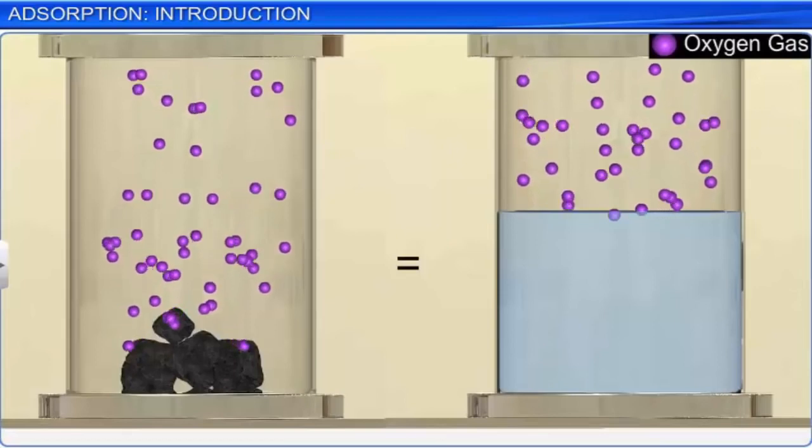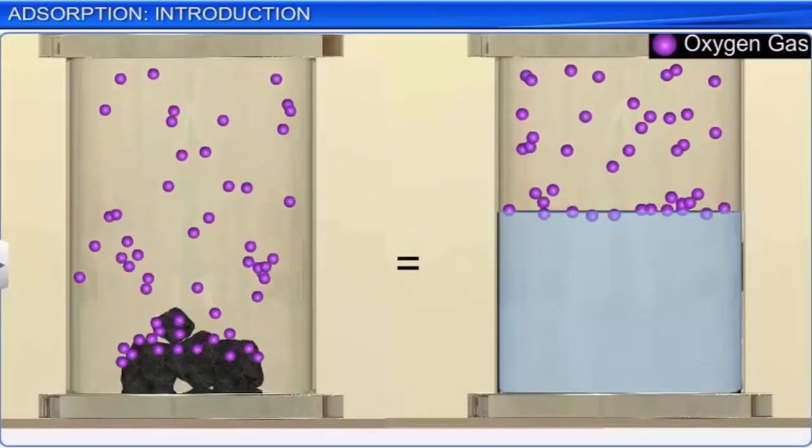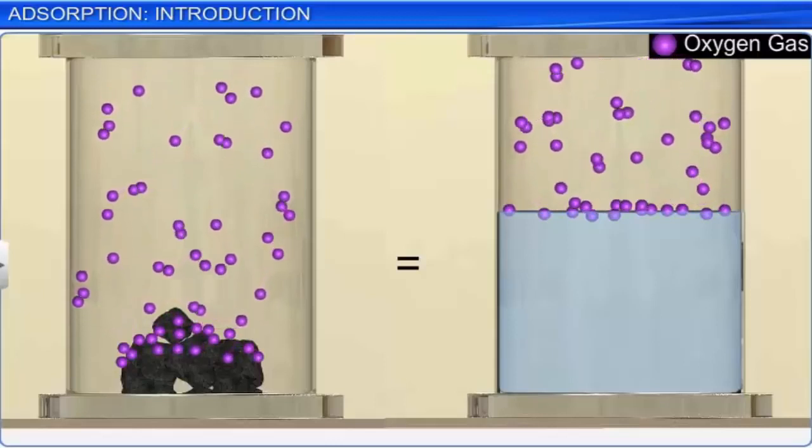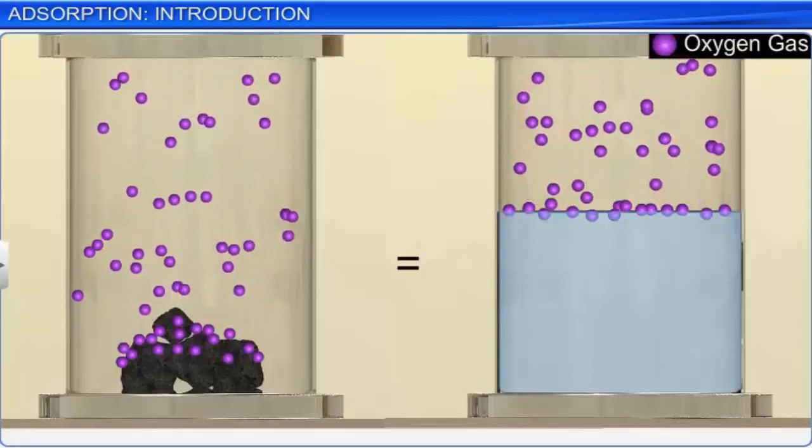This phenomenon of attracting and retaining the molecules of a substance on the surface of a solid or liquid, resulting in a higher concentration of the molecules on the surface, is known as adsorption.